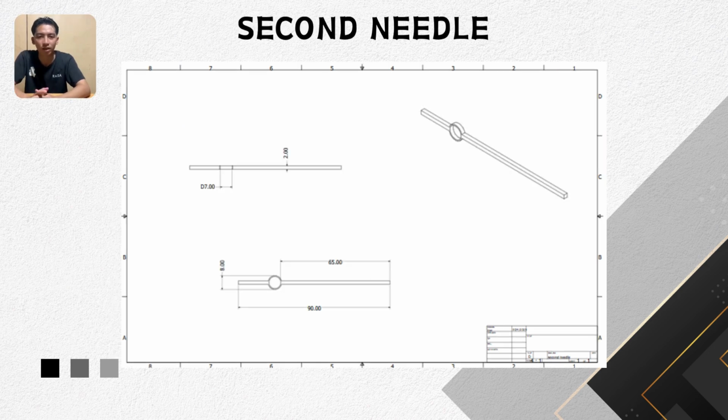Second needle drawing. This is the technical drawing of the second hand of the clock. It includes 3 views: front, side and isometric. The total length is 90 mm with a circular hub of 8 mm in diameter. The thickness is 2 mm and the hole diameter is 7 mm, which fits over the shaft.